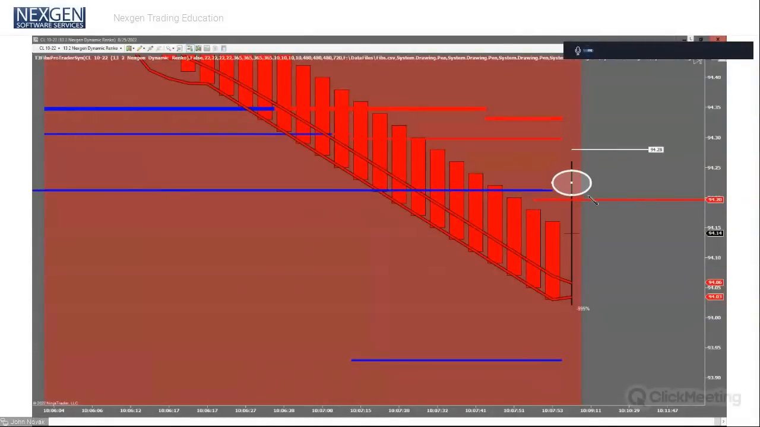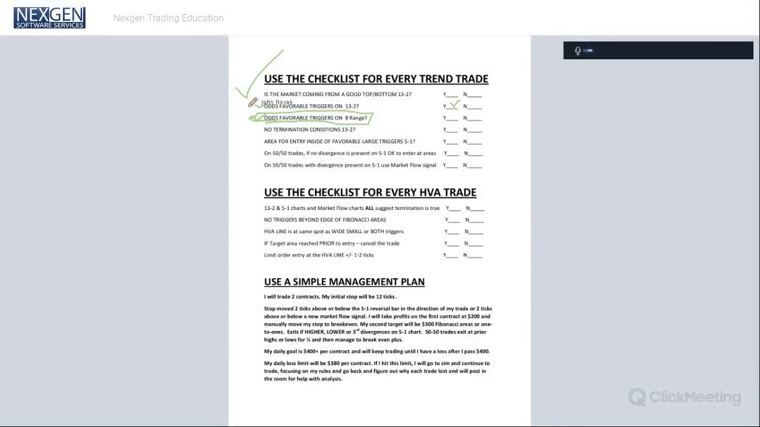Now, if you do take another short, it's probably the last one, right? You're on the wrong side, but it's okay. You can still go short. It depends on what the other charts look like. So think about this, Rob. At this spot up here, does the checklist play out? Do you have favorable triggers on the 13-2? Yes. Do you have odds favorable triggers on your 8 range chart?